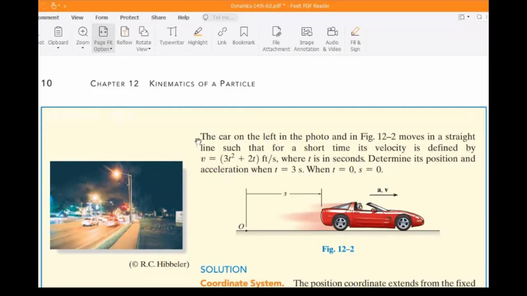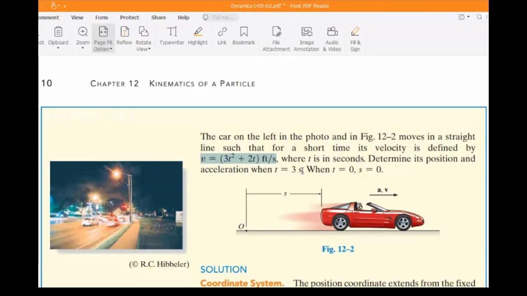You see that the car on the left in the photo, 12.2, moves in a straight line. So if it is a straight line, we are in rectilinear motion, the study of this chapter, such that for a short time its velocity is defined by this expression, where t is in seconds and the velocity is in feet per second. Even we can convert, no issue. So determine its position and acceleration when t equals 3 seconds.